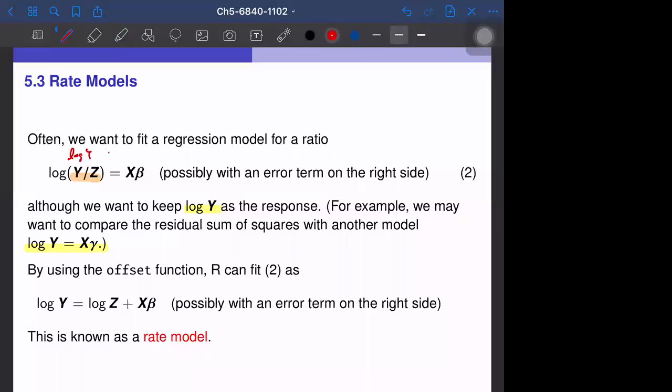So in this case, if log of y is equal to the log of z plus x beta, then mathematically these two models are the same. But both models have the same response variable, so it's easier to compare, for example, the sum of squared residuals. And R has a function to keep this shape, with log of y as the response, so we can actually fit this model. Note that this log of z does not have any coefficient, and only x has coefficients. So this is known as a rate model.